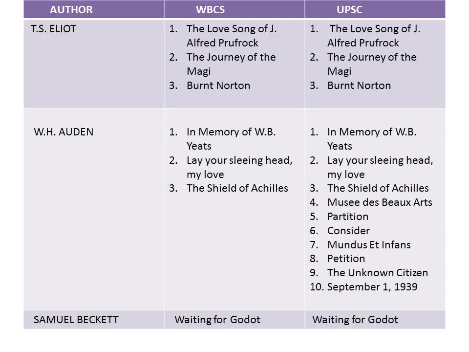W.H. Auden's In Memory of W.B. Yeats, Lay Your Sleeping Head, My Love, and The Shield of Achilles, common to both exams. UPSC also wants you to read Musée des Beaux-Arts, Partition, Consider, Wonders at Infants, Petition, The Unknown Citizen, and September 1, 1939. In case of Samuel Beckett, of course, and there could be no other alternative, you have to read Waiting for Godot.